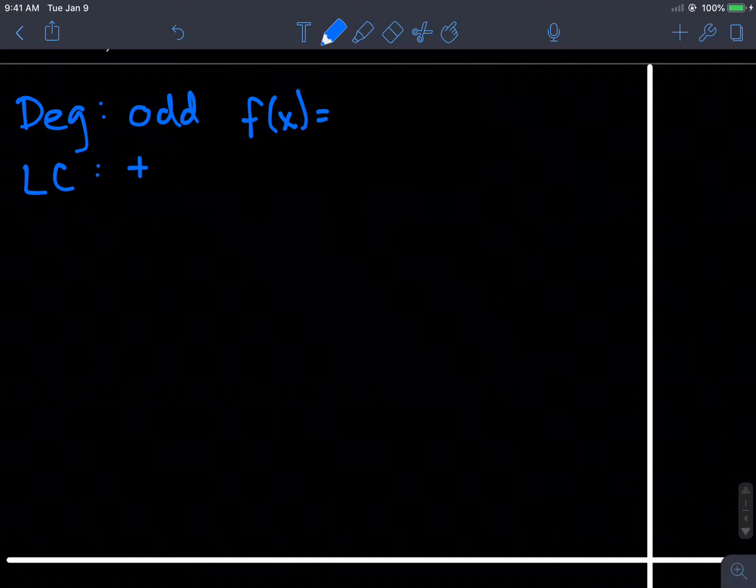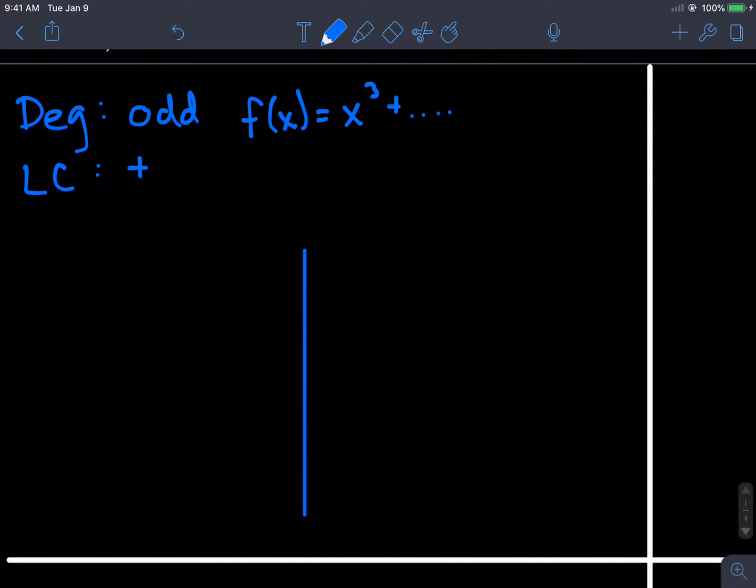So first, let's consider one where the degree is an odd number and the leading coefficient is positive. So this could be something like f of x equals x cubed plus whatever else. A line with a positive slope would fall into this category. Anything with an odd degree and then a positive leading coefficient.